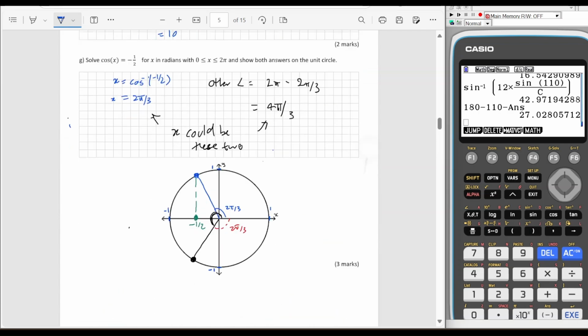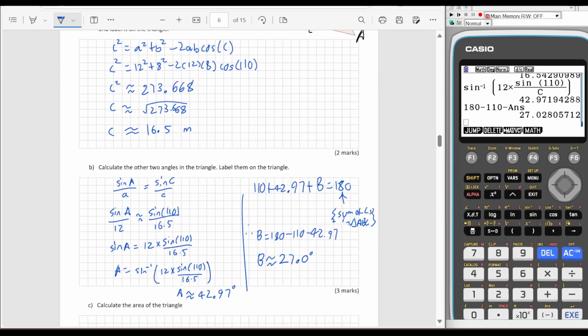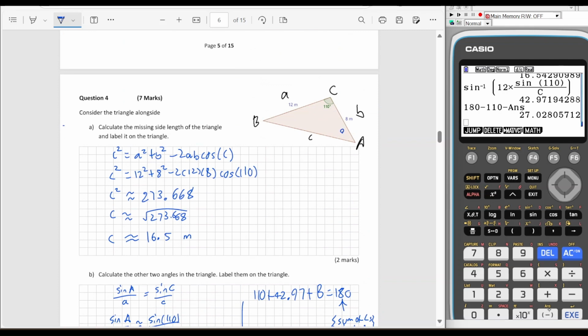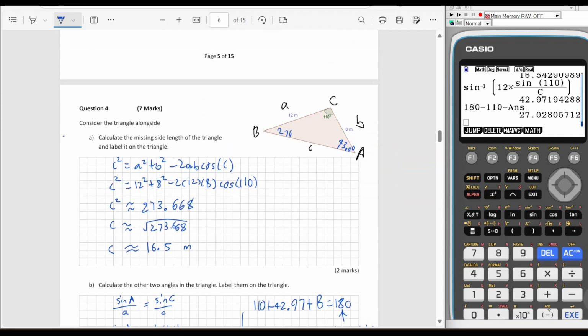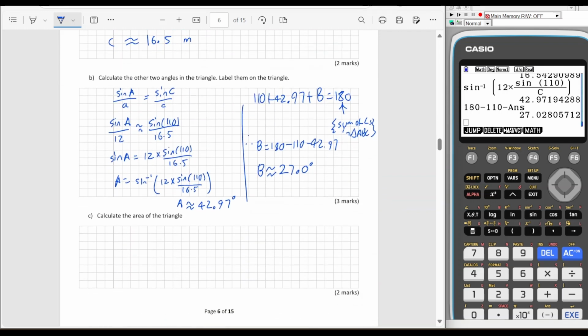Beautiful. So if we want on this triangle, A was 42.97. I'm actually just going to write this as 43.0 because that's three significant figures. And then this is 27.0. Now, yes, that sort of looks like it's the right sort of sizes for those. So A was 43.0. That's three significant figures.